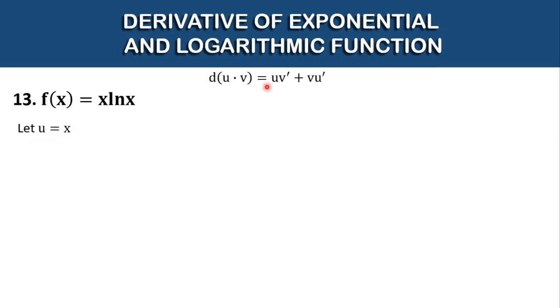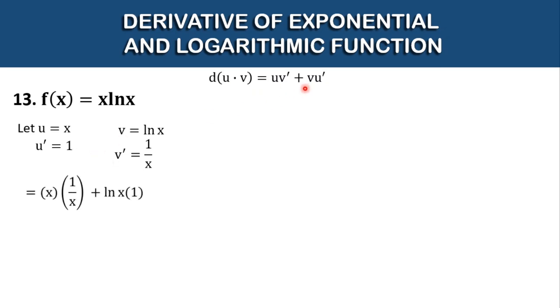Okay? Then, we need u prime. So we get the derivative of u. The derivative of x is 1. Then let v be our ln x. Then kailangan din natin ng v prime or the derivative of v. And the derivative of ln x, as we discussed earlier, is 1 over x. And since we got all the values that we need, i-substitute lang natin sila dito sa ating formula.